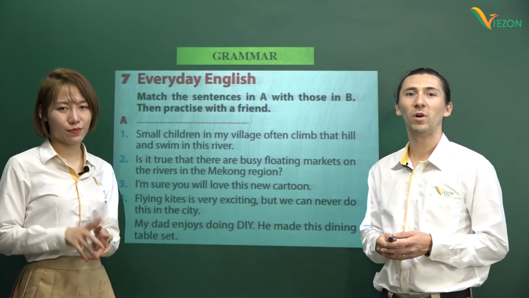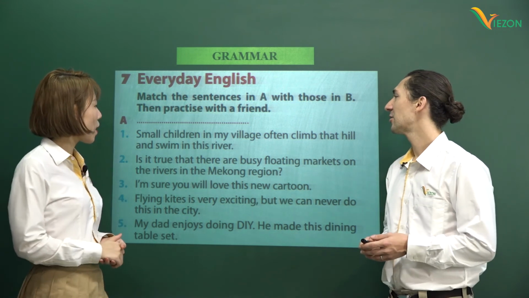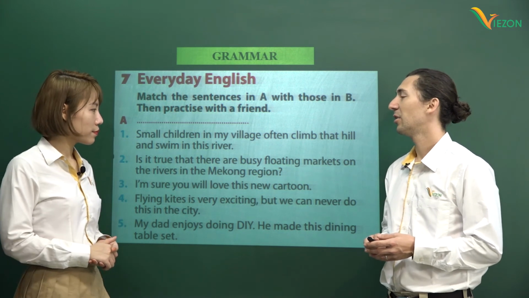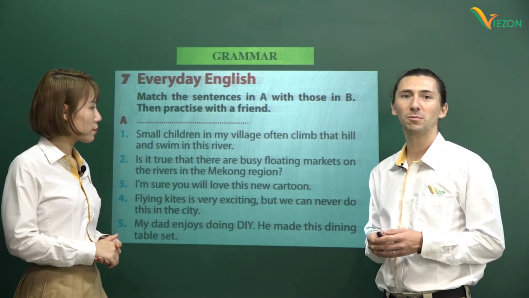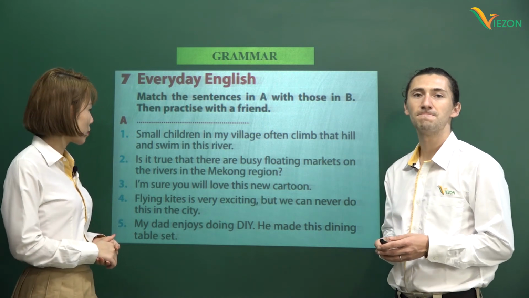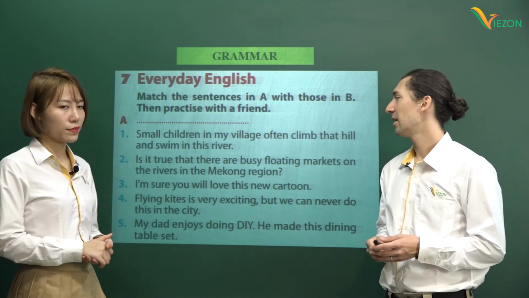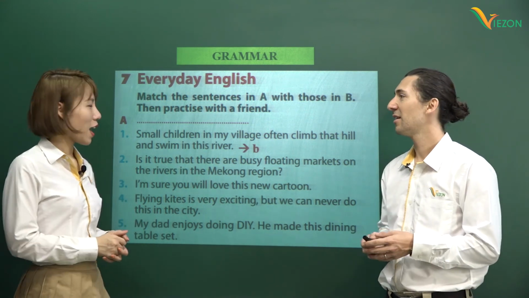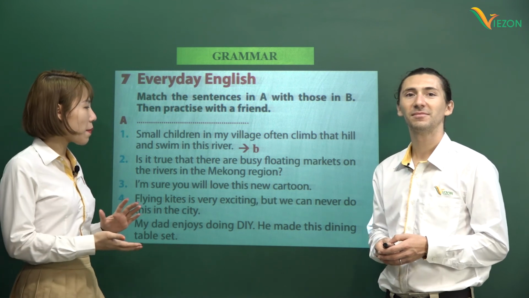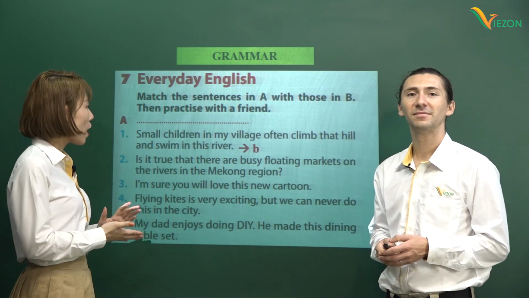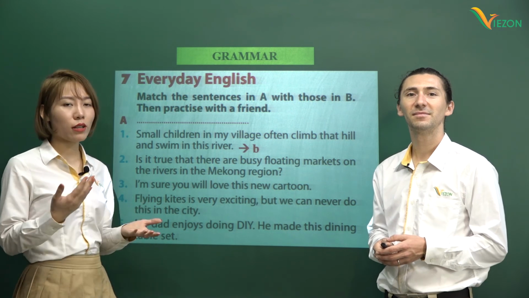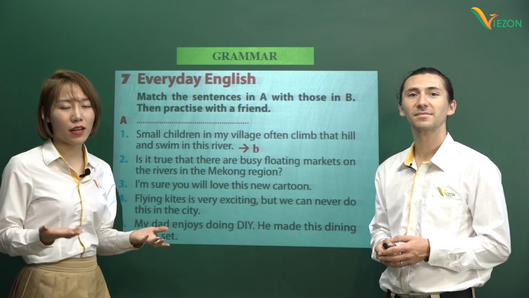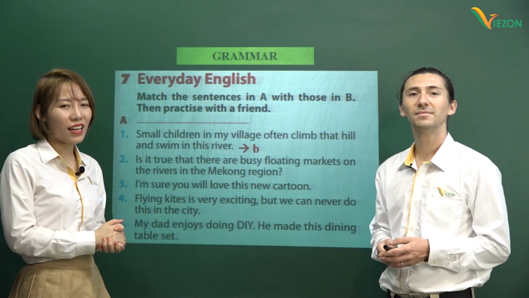All right, so let's look at number 1 from person A. So we have, small children in my village often climb that hill and swim in this river. So what response from person B do you think is most appropriate for this? If you said letter B, how interesting, you are correct. All right, Teacher Hien? Với câu đầu tiên ở đây thì mình có đáp án đó là đáp án B. Cô dịch nghĩa một chút. Lũ nhỏ ở làng tôi thì thường leo lên ngôi đồi kia và bơi ở dòng sông này. Thì câu B người ta trả lời sẽ phản ứng cho câu đó sẽ là gì? How interesting. Thật là thú vị.